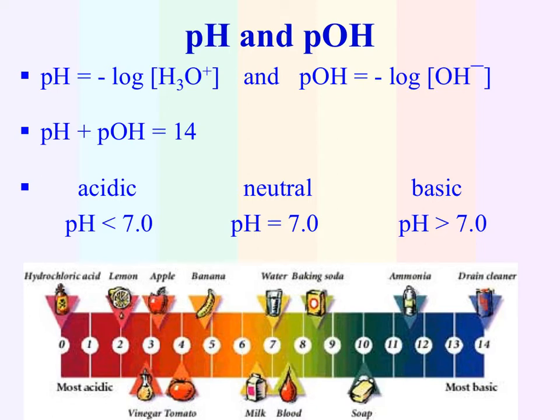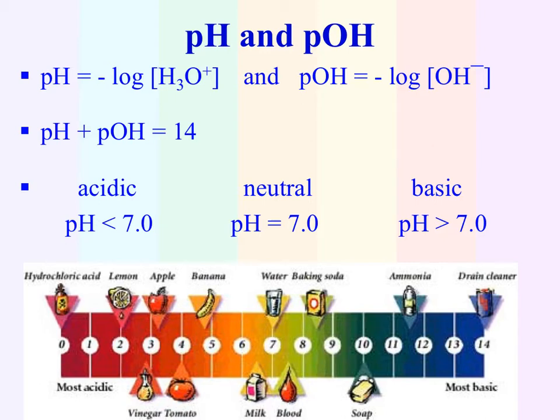It is possible. In order to calculate pH, we take the negative log of our H3O plus concentration. And in order to calculate pOH, we take the negative log of our OH minus concentration. So knowing our hydronium concentration and our hydroxide ion concentration allows us to calculate our pH and our pOH. These two are related by this scale of 14. The sum of your pH and your pOH is always going to equal 14.